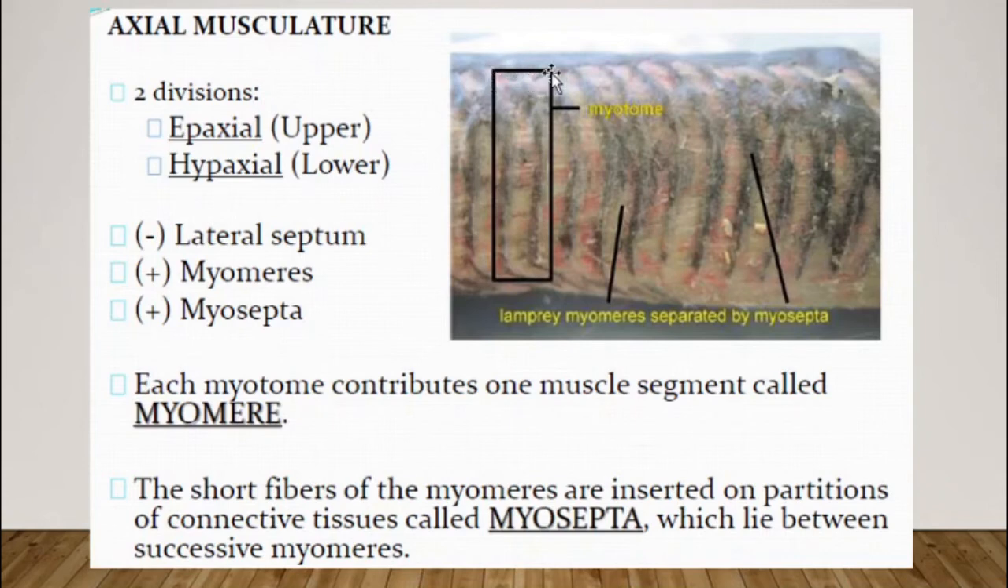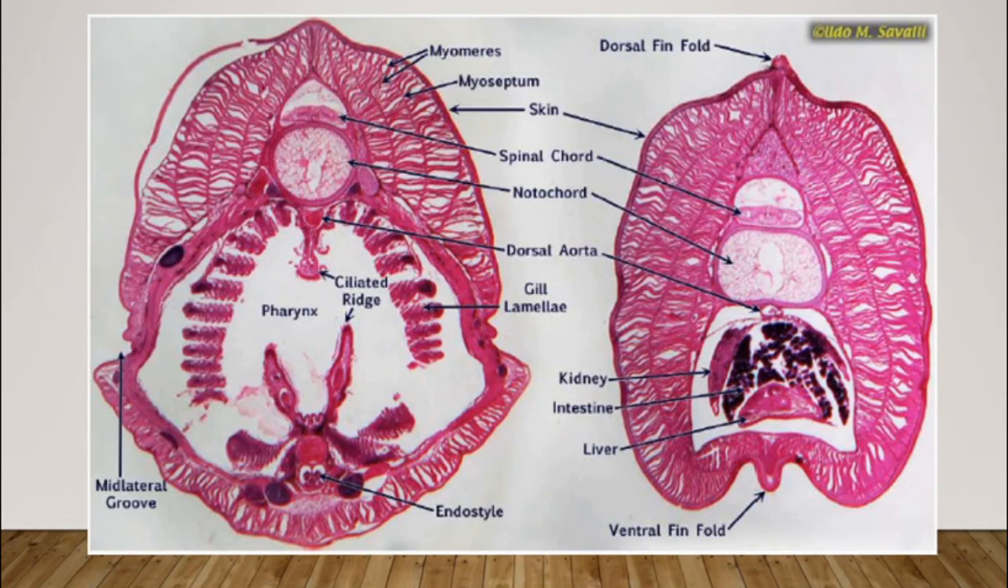This is one set of the muscles, a myomere, and it is separated by a myosepta. Each myotome contributes one muscle segment called a myomere. The short fibers of myomeres are inserted in partitions of connective tissue called myosepta, which lie between the successive myomeres. If we check the cross-section of the lamprey, you will see these are the groups of muscles. We have the myomeres enclosed by a myoseptum.